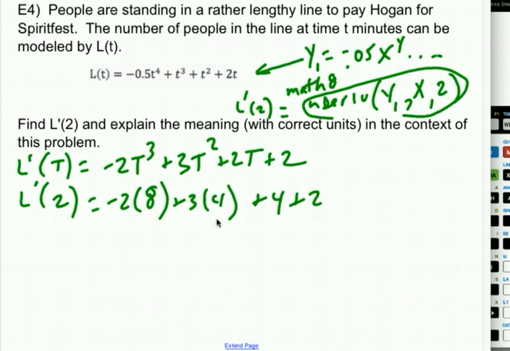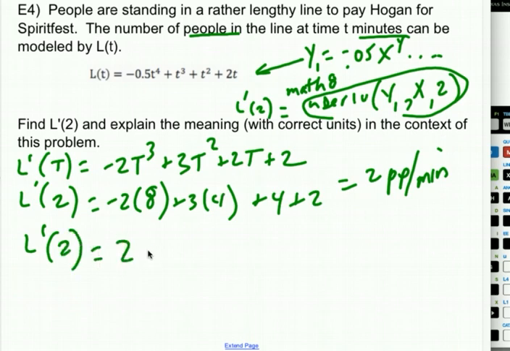It's a negative 16 and a 12. So negative 4 plus 2, that should be net 2, right? We are given that it is people and minutes, so this is people per minute. So L prime of 2 is 2 people per minute.